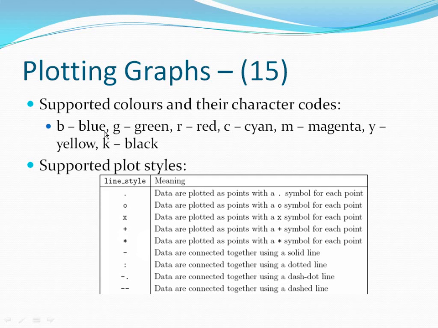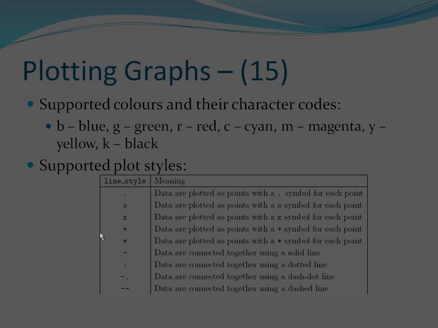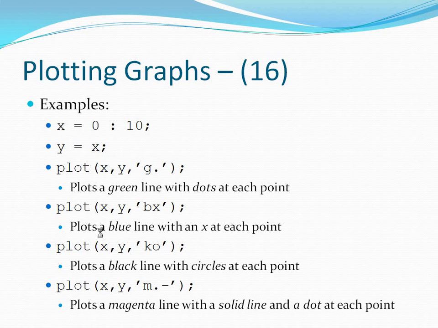So you can put a dot for each point, you can specify a circle for each point, a cross, an addition sign, and so on and so forth. Okay? So here are some examples. If I wanted to plot y is equal to x, from 0 to 10 in steps of 1, you just want to draw a very simple line. Here are some basic options that you can use to plot your graphs.